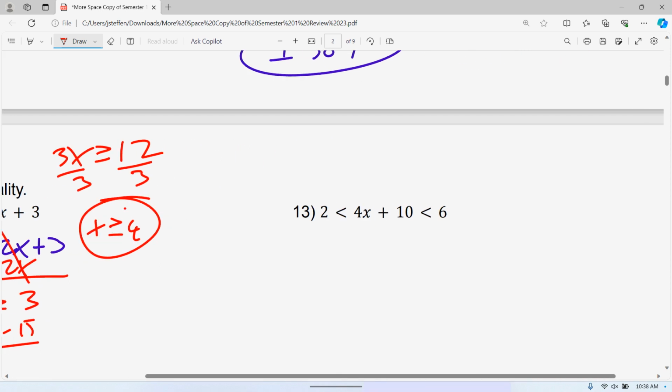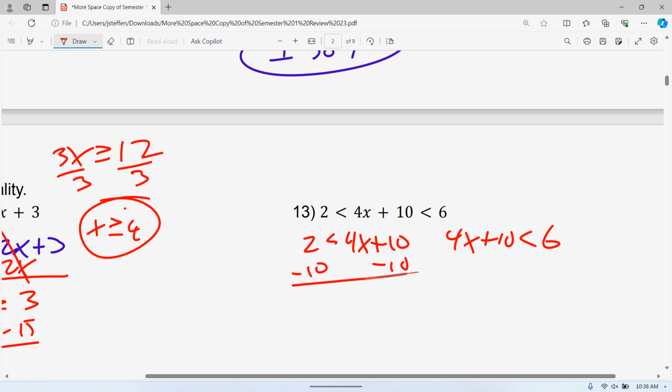Now, number 13, there's other ways to do this, and some of them are a little bit shorter even. But again, in my opinion, I would rather you do it the longer way and make less mistakes. So the longer way is just to make it 2 equations. 4x plus 10 and 4x plus 10 is less than 6. Then you solve each one of these. Subtract 10.